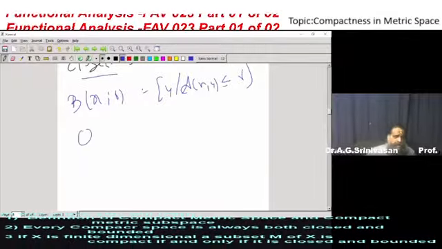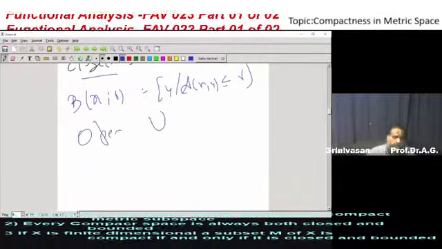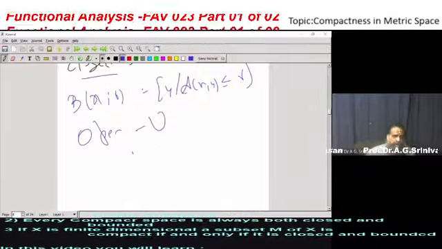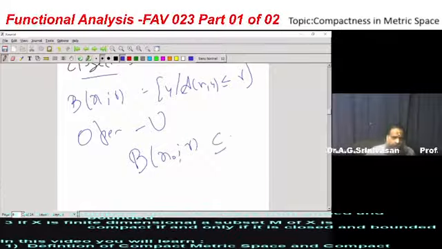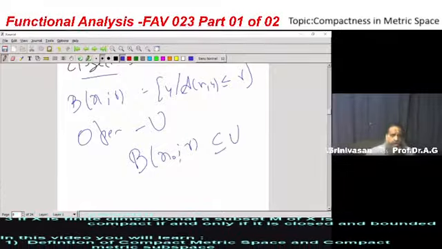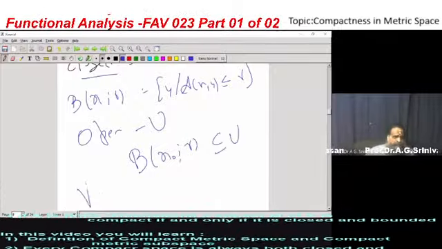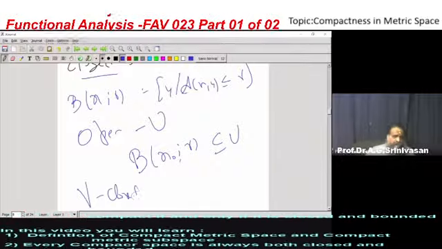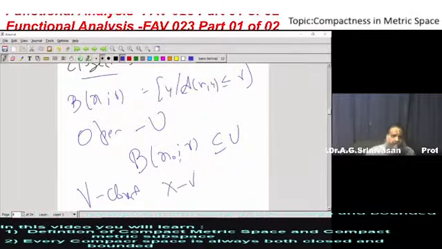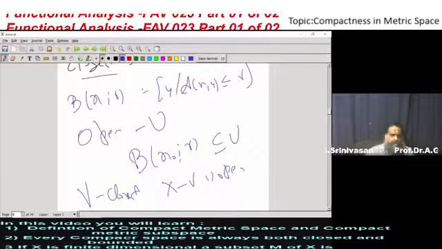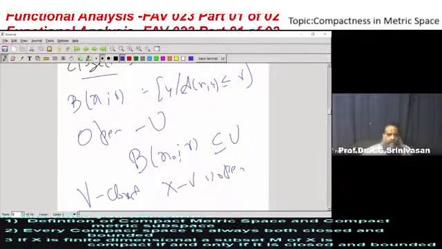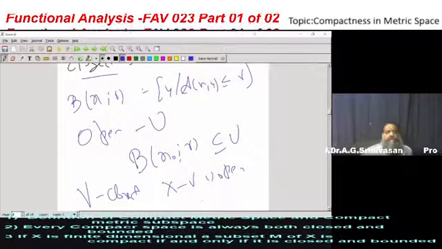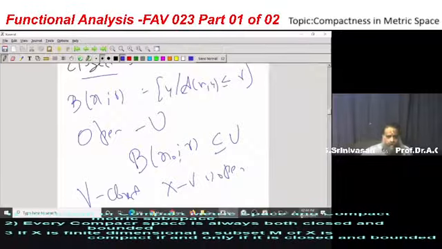What is an open set? A set U is an open set if U contains an open ball B(x0, r). If there is an open ball contained in U, we say U is an open set. And when we say V is closed, we mean that X minus V is open. So we know what a closed set is. A closed set has an open set as its complement, and so on.